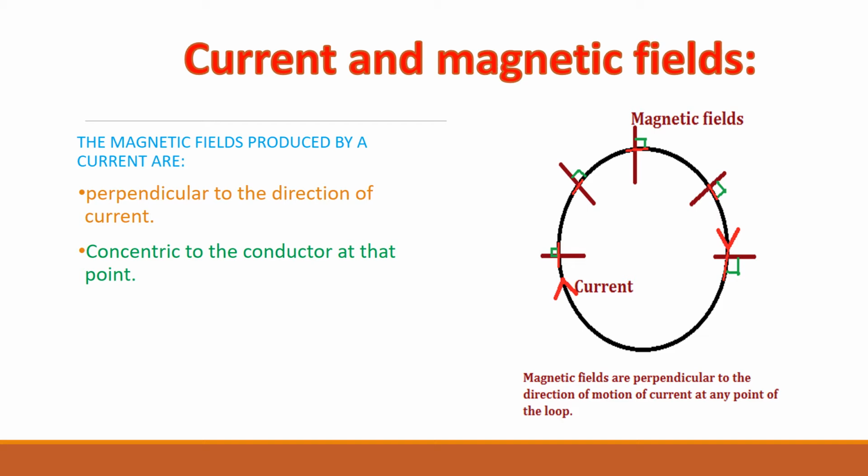Simply put, current and magnetic fields always meet perpendicular to each other. Magnetic fields and current are perpendicular to each other. Simply put, but a very important point. Finally, the last time I'm talking about it, current and magnetic fields are always perpendicular to each other.